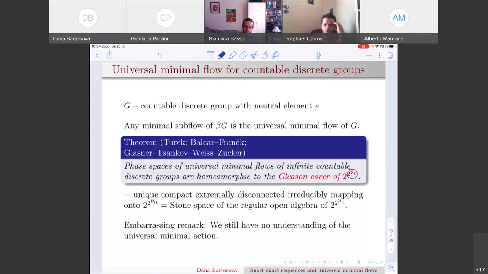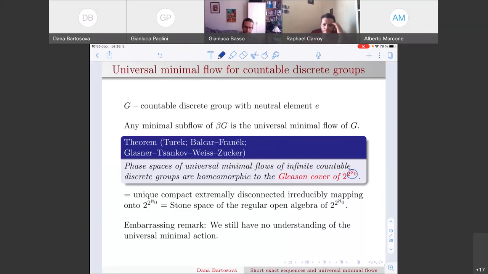But we still do not understand how the action works. Some people, I think the leaders in topological dynamics, are not interested, and some people say it's extremely difficult because, of course, the universal minimal flow factors onto every minimal flow, and just studying minimal subflows of the Bernoulli shift, which is a metrizable flow, is extremely difficult and still being done. In a way, one would have to understand all minimal subflows of the Bernoulli shift if we want to use the description that Balcer and Franek abstractly gave to obtain this result. But I don't give up. I have some ideas, so let's hope that this time it works out.